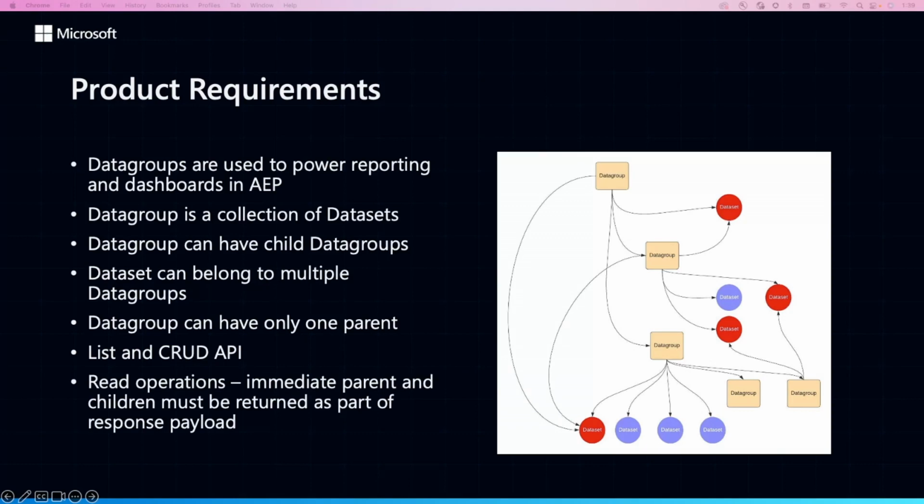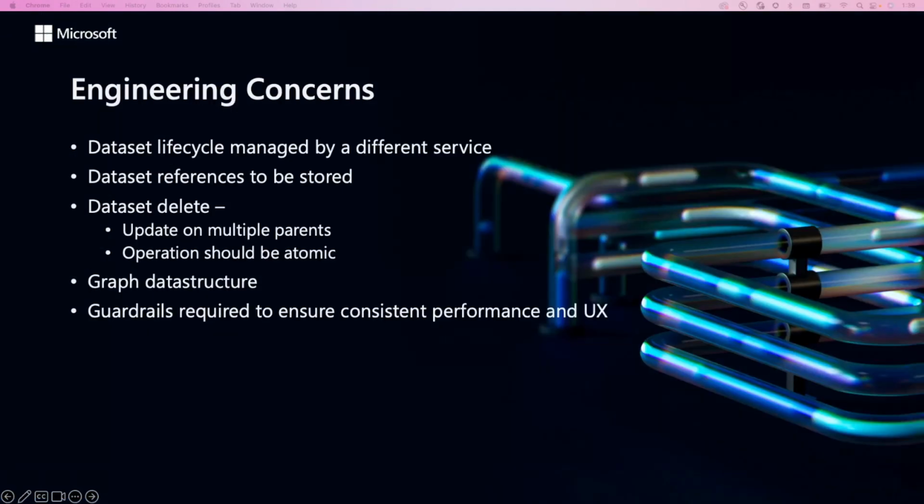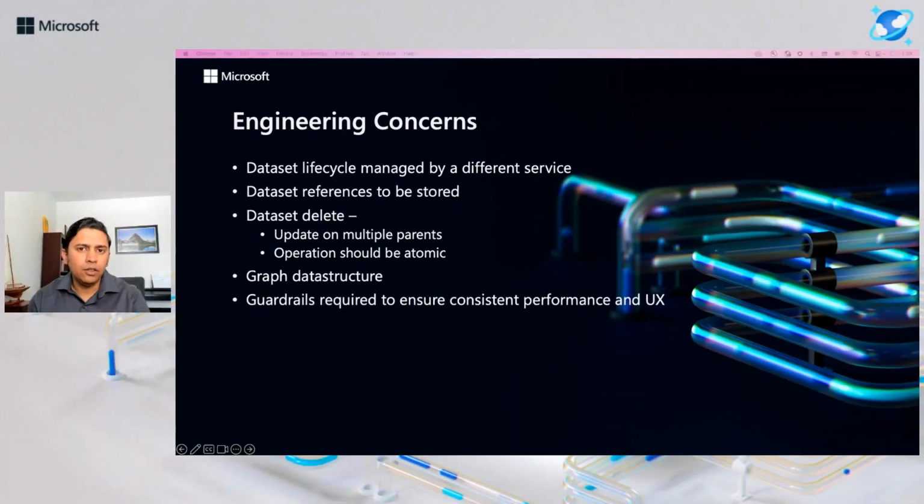As a result, we had some engineering concerns as we were parsing these requirements. One of the concerns that we had was that the dataset object already existed and was supported through a different service. And we cannot change the service because it will disrupt existing user workflows. As a result, we made a design choice to store dataset references in data groups. This presented a very unique problem.